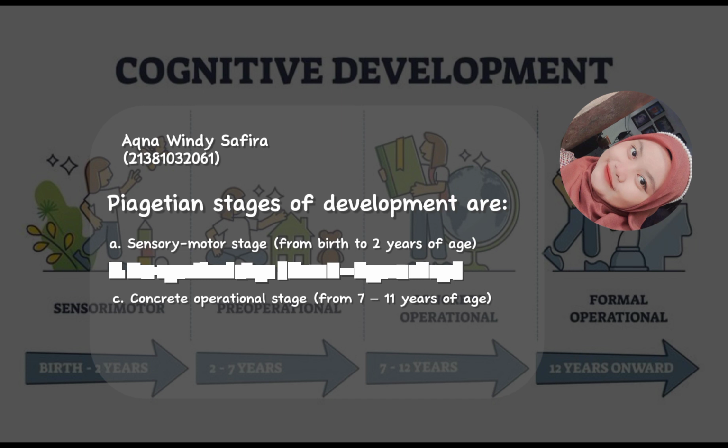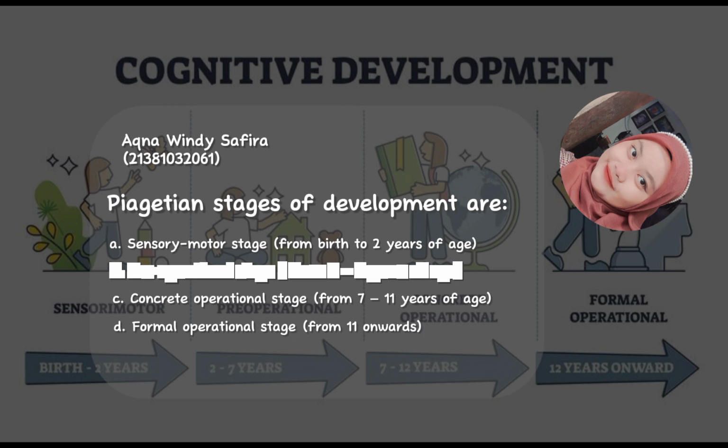C. Concrete operational stage, from 7 to 11 years of age. This is the turning point in cognitive development because children's thinking begins to resemble logical adult-like thinking. They develop the ability to apply logical reasoning in several areas of knowledge at the same time, but this ability is restricted to the immediate context. This means that children at this stage cannot yet generalize their understanding.